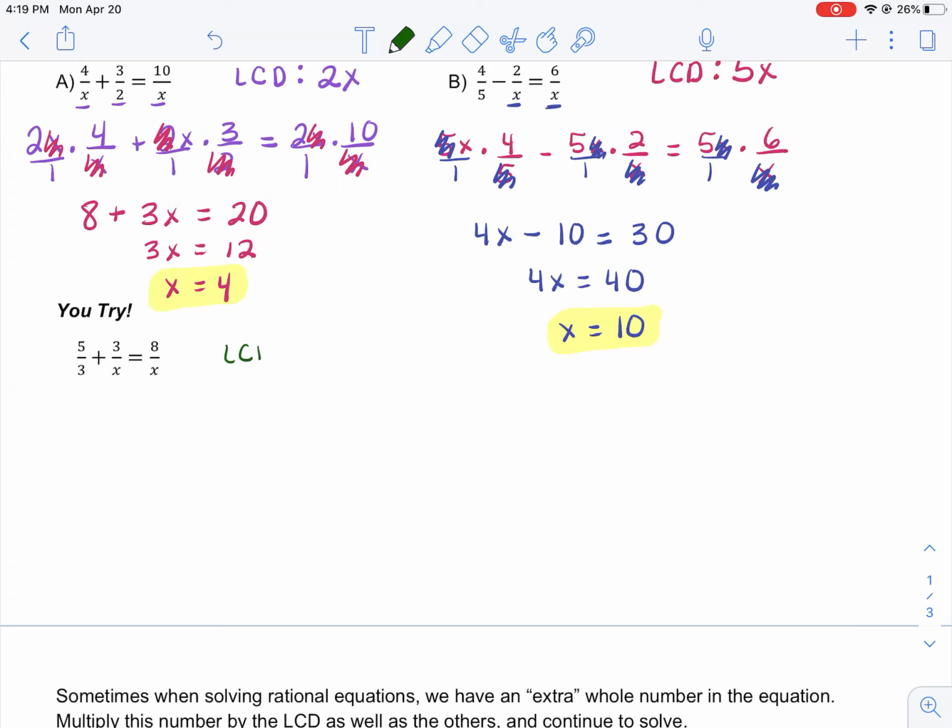Okay, so for this try problem, you should have gotten the LCD to be 3x. And then if we multiply each term by 3x, I know this is a little bit tedious, but if you just follow the steps, all 3 terms, whoops, 3 over x, not 8 over x. I wrote that wrong. 3x times 8 over x. Okay, so once you multiply all the terms, then the 3's cancel out in the first pair, and you get 5x.